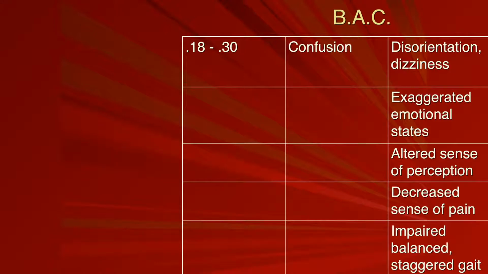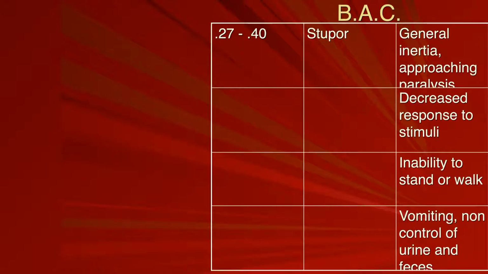Now, the next level, I want you to write down a couple things here. Write down 0.27 to 0.40. Now, a stupor, most people don't know what that means. But most people know what it means when they don't move. When it says general inertia, approaching paralysis, that means that you're not moving. Imagine someone that has had too much to drink and they're sitting in a chair and you're trying to urge them to stand up and they don't. You grab their arm and you try to pull them up and it feels like they're twice their weight. You get them up and they fall back down into the seat.